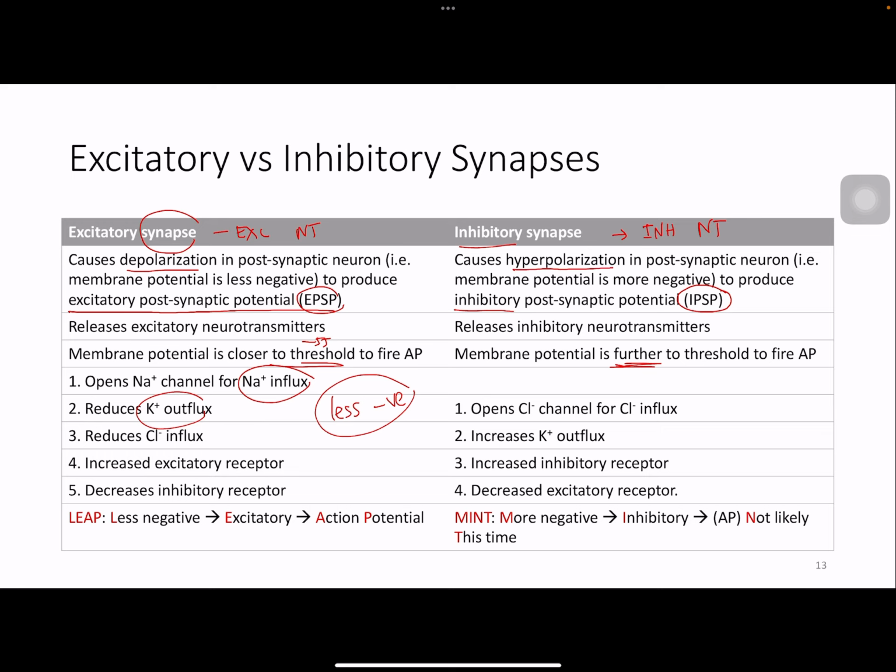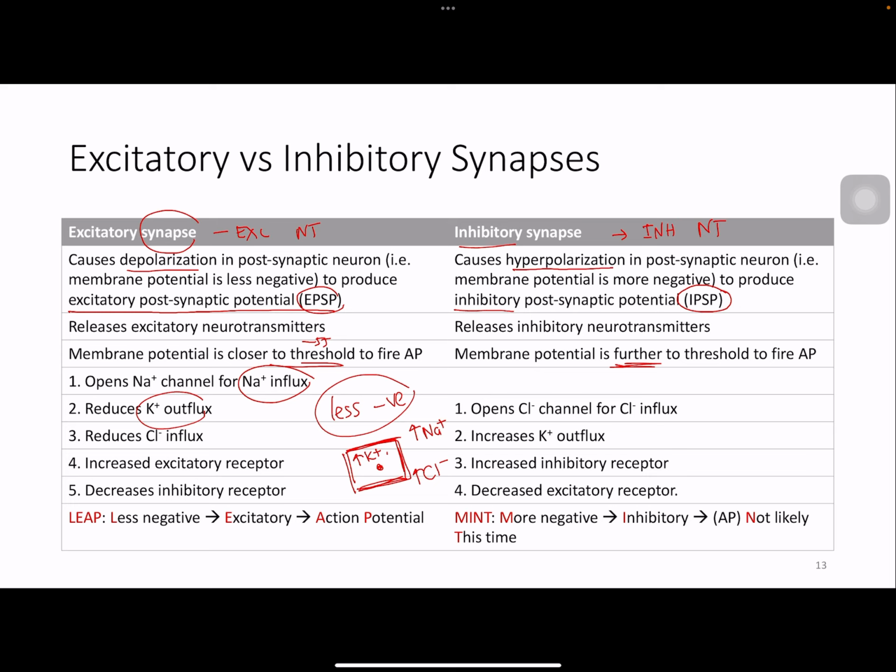You haven't learned this, but let me tell you, the main cation in the cell is potassium, whereas the main cation outside the cell is sodium, and the main anion outside the cell is chloride. So you have a lot of sodium and a lot of chloride outside the cell, and a lot of potassium inside the cell. Now, because of the concentration gradient, the potassium tends to move outwards. But if we reduce the potassium outflux, then the potassium stays in the cell. Therefore, the cell becomes less negative as well.